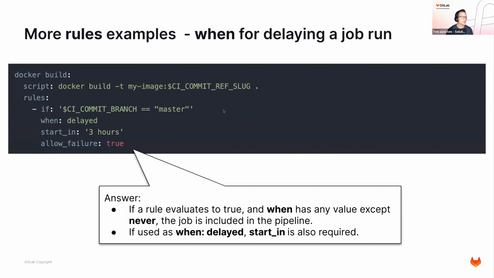We also have the option to add something in here as well. So defining not just when, for example, never, so never run this job, or always run this job, or run this manually. We also have the option to define delays in jobs. So in this case, if the commit branch was master, but we defined everything as follows, when is delayed, that would mean that based on the start in keyword, this job would kick off, but only delayed by 3 hours.